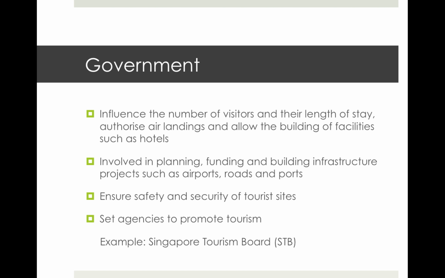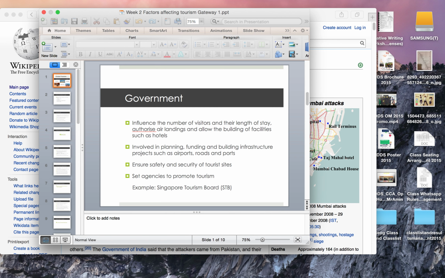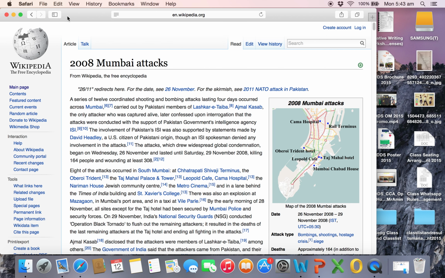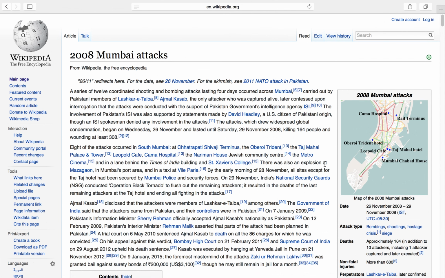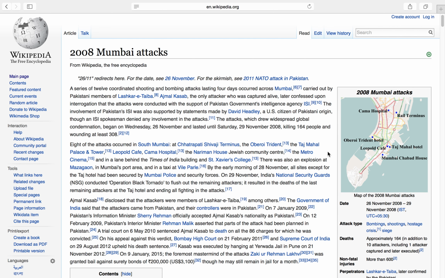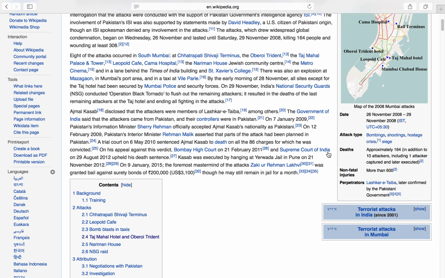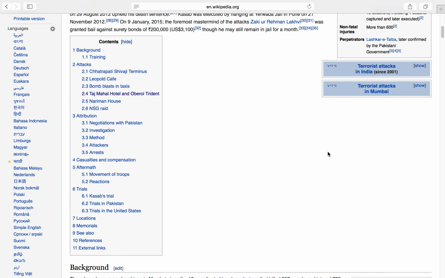They may deploy police or army personnel to guard different tourist sites. Now, if you take a look at, for example, the Mumbai attacks that took place in 2008, what happens is that you had a group of terrorists who went into the Oberoi Trident Hotel and the Mumbai Hotel. Now, please take time to research this on the internet.